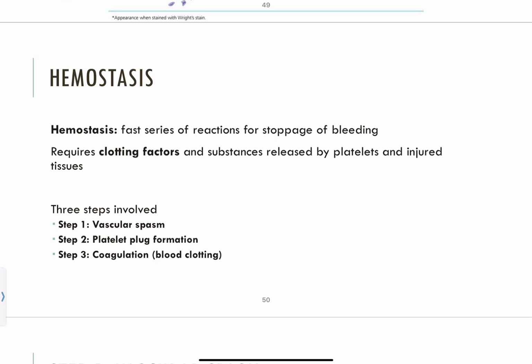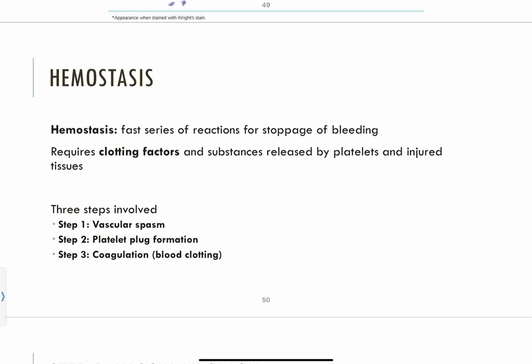So being able to form these little platelet plugs is really, really crucial to maintaining our blood volume and actually not bleeding out. Hemostasis in this process is going to require clotting factors. There's several of them. They're numbered. You do not need to know the specific ones, or at least all of them. There might be a couple I want you to know, but I'll let you know during this lecture.